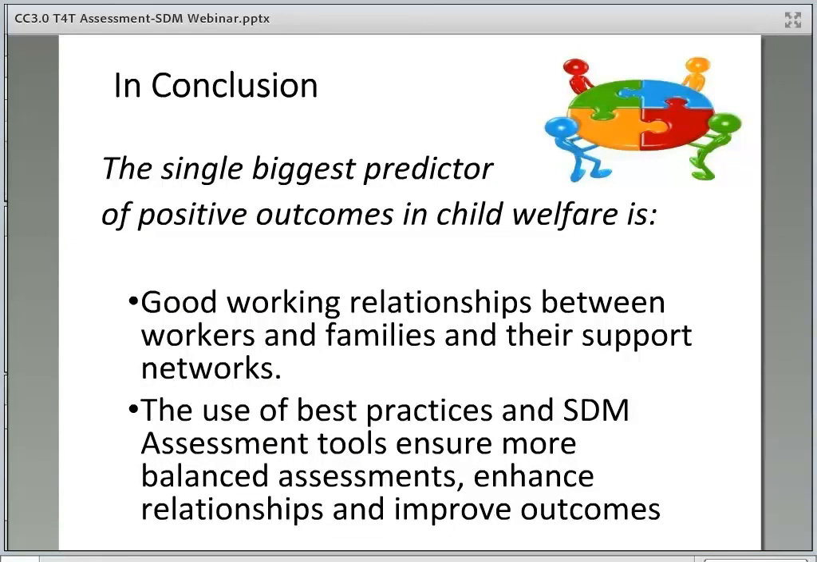When all is said and done, the single biggest predictor of positive outcomes in child welfare, according to a study by Farmer and Owen, is not the services or the interventions. It is the relationships we build. Those other things are important, but without good working relationships between social workers and the children and families they serve, everything else gets much more difficult.